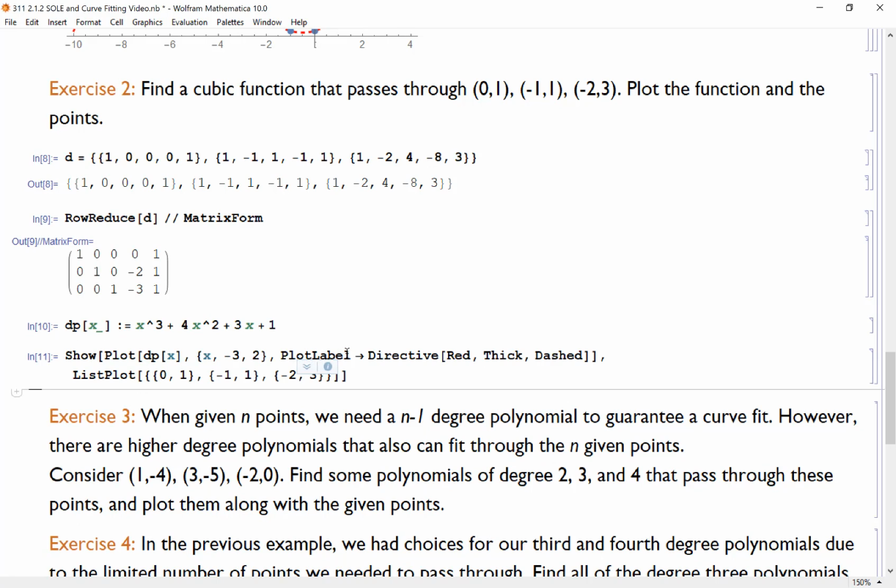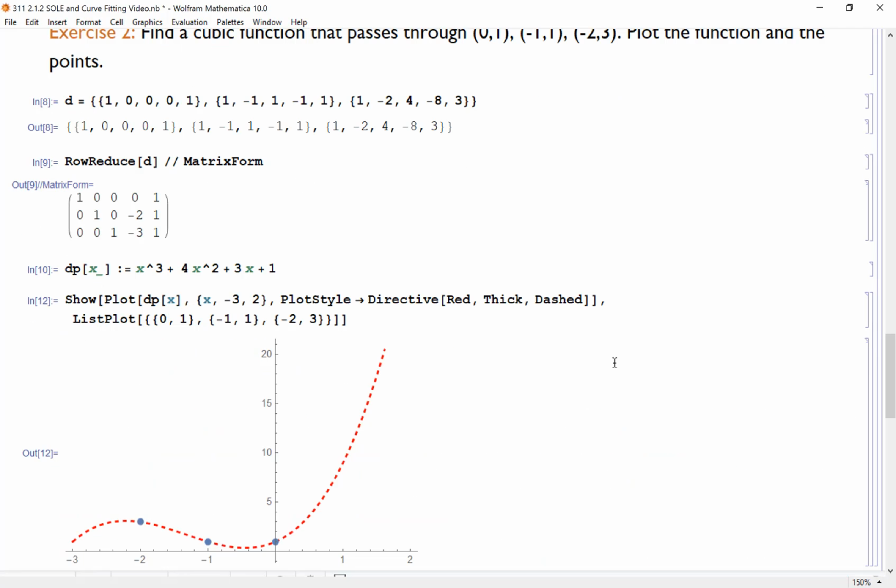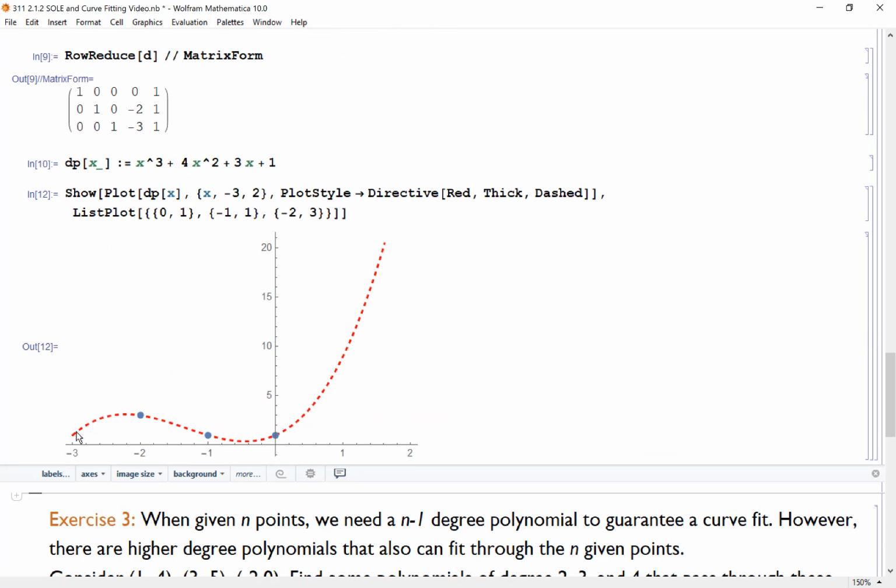I realized I made a mistake here. This is plot label. I meant to say plot style. Sometimes I get a little happy with the tab key. And there we have our nice graph, a red dotted line passing through the 3 points that we wanted.